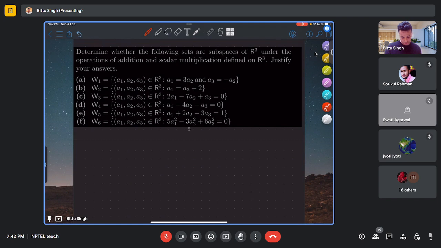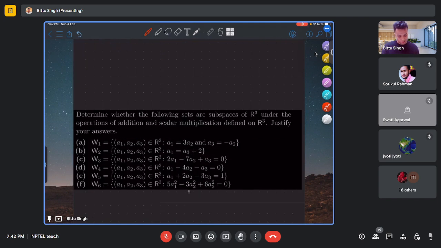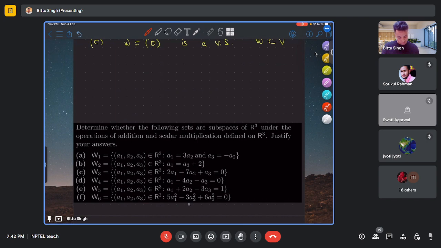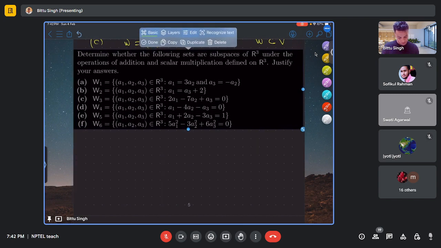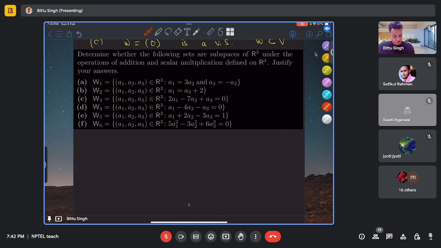There are a few questions. You need to check those A, B, C, D, E, F. All those are vector spaces. So first question, W1, is it a vector space? Yes, sir.